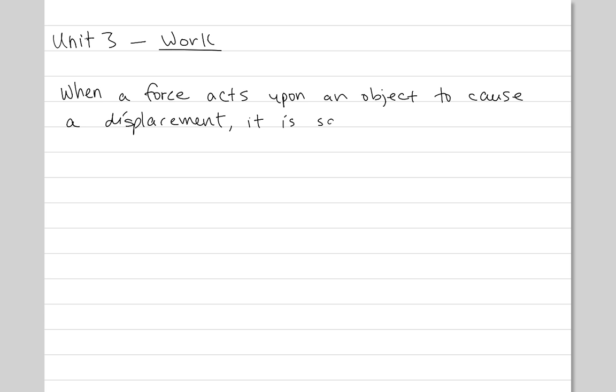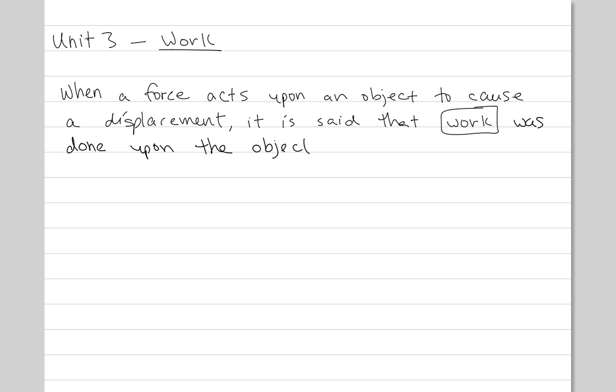It is said that work was done upon the object. Okay, so what two things do you need to do work? A force and a displacement. Okay, and you'll find that that is the formula.